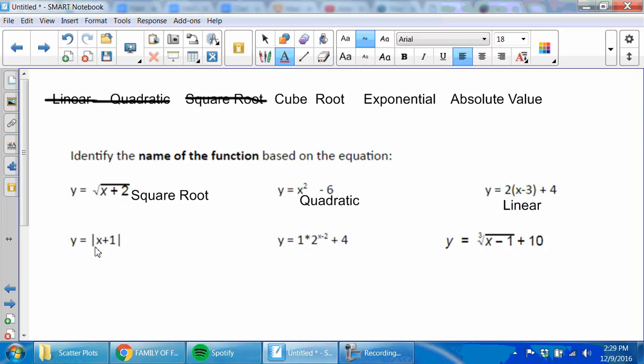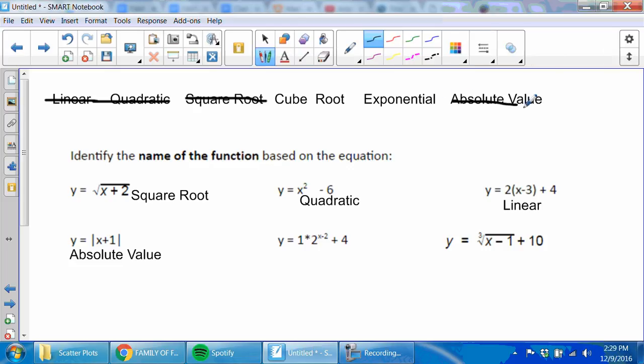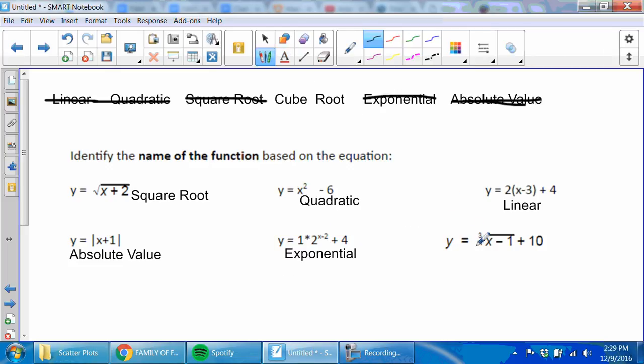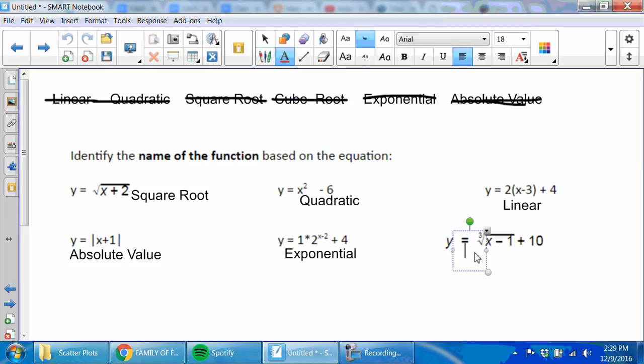The next one has absolute value bars. Well, if it has absolute value bars, we call this one absolute value. The next one has an x as its exponent, so we call this one exponential. When the x is an exponent, we call it exponential. And the last one has the same look as a square root except for a 3. We call that cube root.